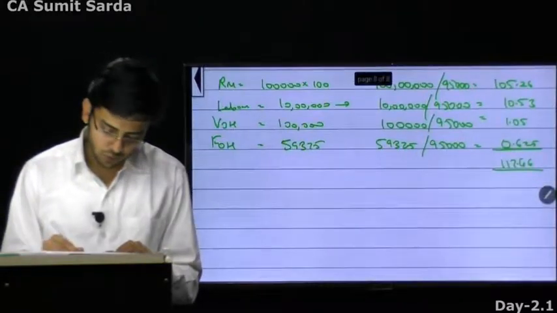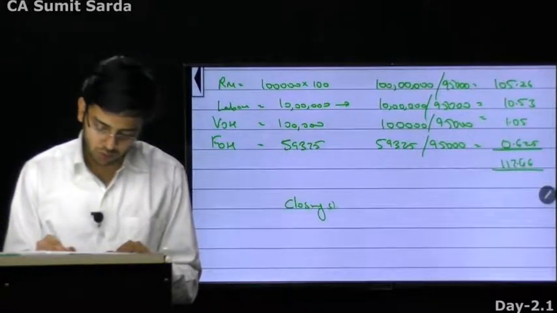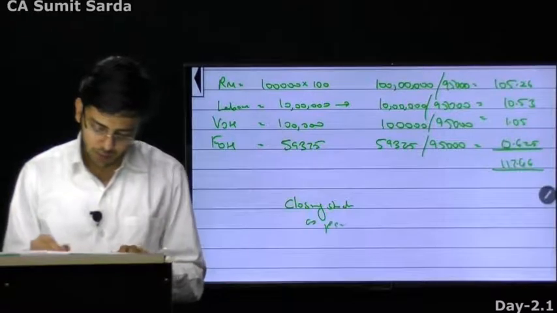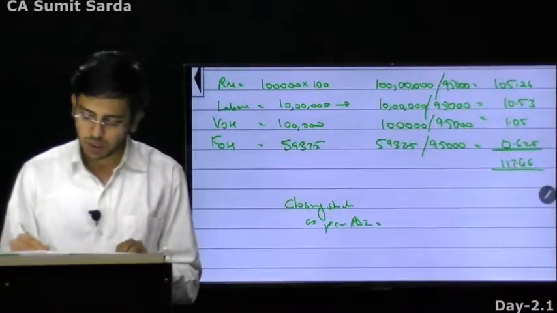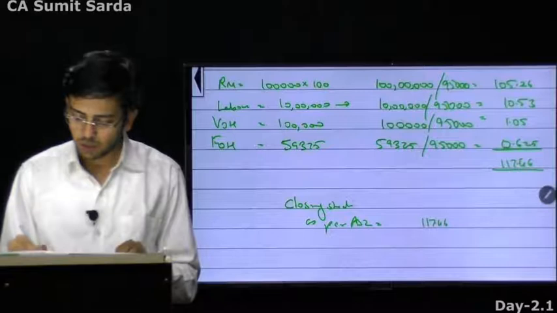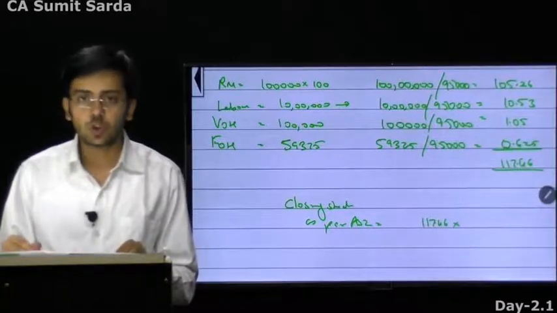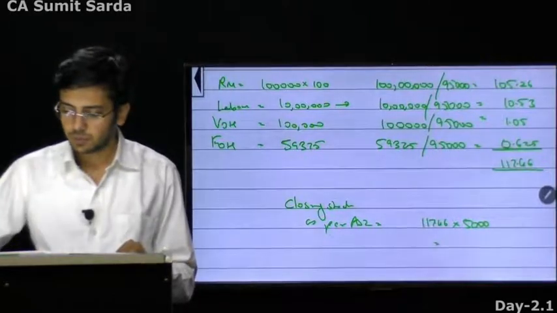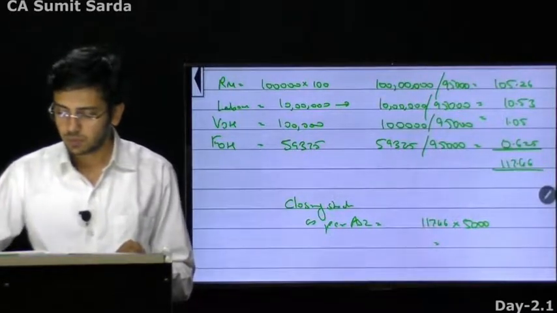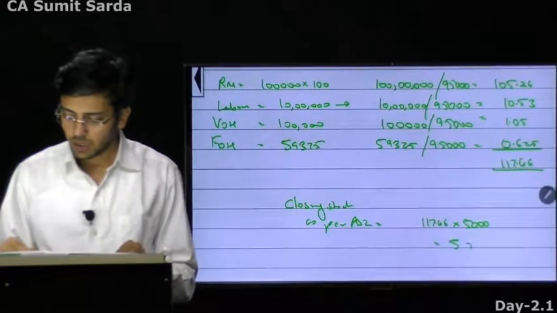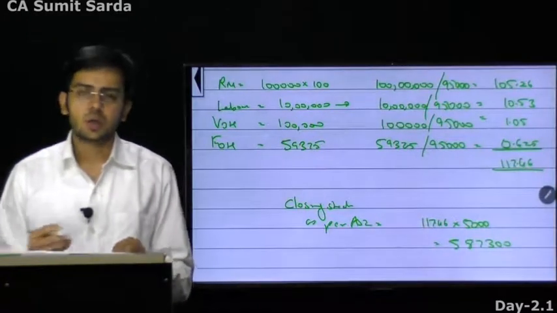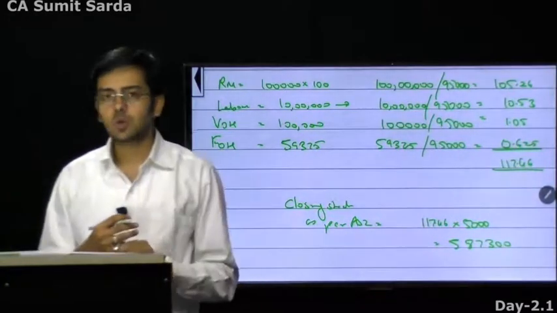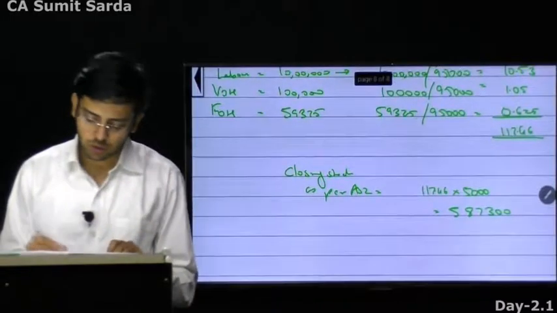117.46. So closing stock as per AS 2 will be 117.46 multiplied by how many units do you have in closing stock? 5,000 units. That gives 5,87,300.